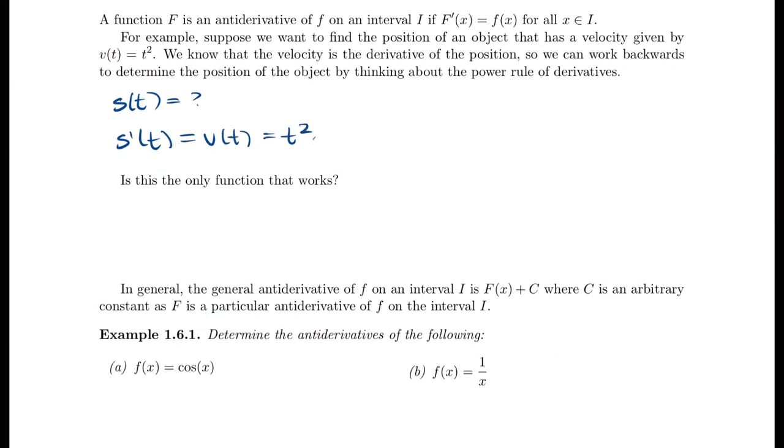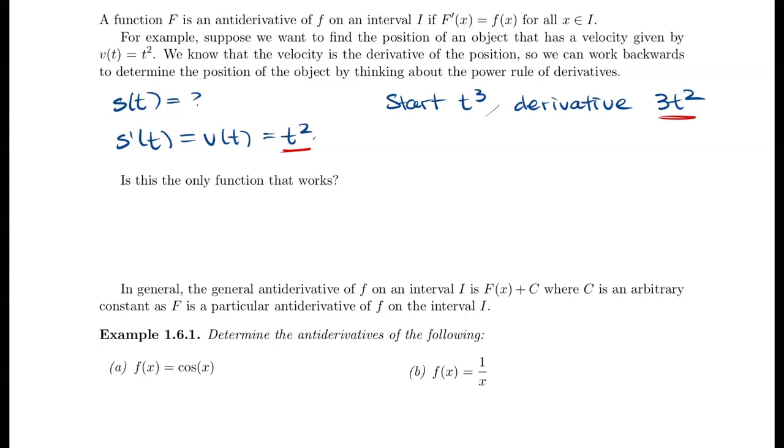So if we go backwards one step, if we start with t cubed, we know that the derivative of this function is going to be 3t squared. So we have some common similarities between this one and this one here. But what we want is just the antiderivative for v of t.